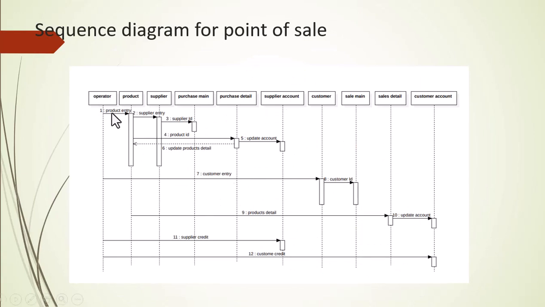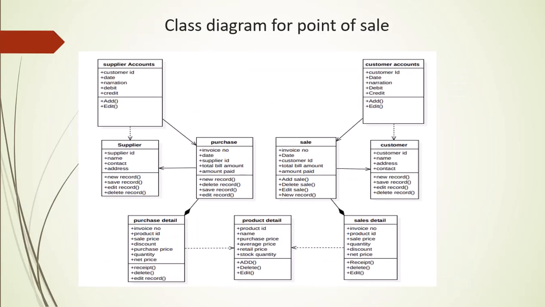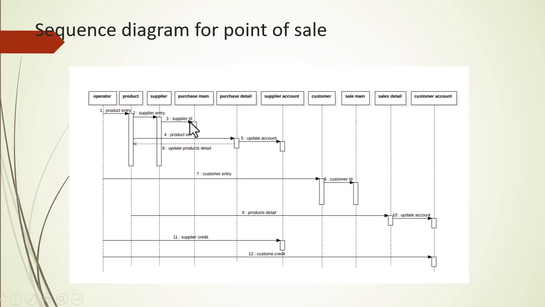First of all, the operator enters the product, and then enters the supplier. In this second phase the operator enters the supplier, and the supplier ID goes to the purchase. Because before sale we purchase products, we need the supplier and product information. Supplier information comes from here, and product information comes from here. These two are the components of the purchase module. The purchase module consists of two components: one is purchase main and one is purchase detail. Purchase detail consists of the product details, while purchase main consists of the supplier info.